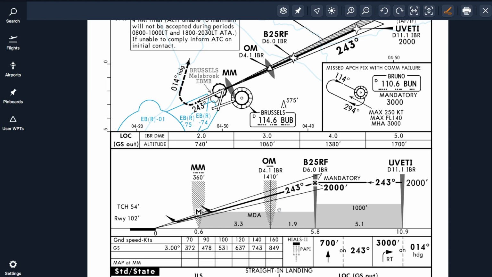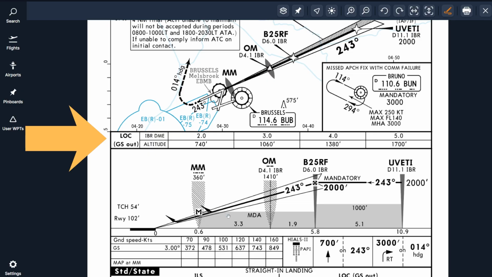At the outer marker, spelled OM, located 1 point DME from the localizer, we should be at approximately 1410 feet. Near the middle marker, we need to be around 360 feet. These altitudes will help verify that we are correctly tracking the glide slope. If we are above or below these values, something isn't right and we should go around.